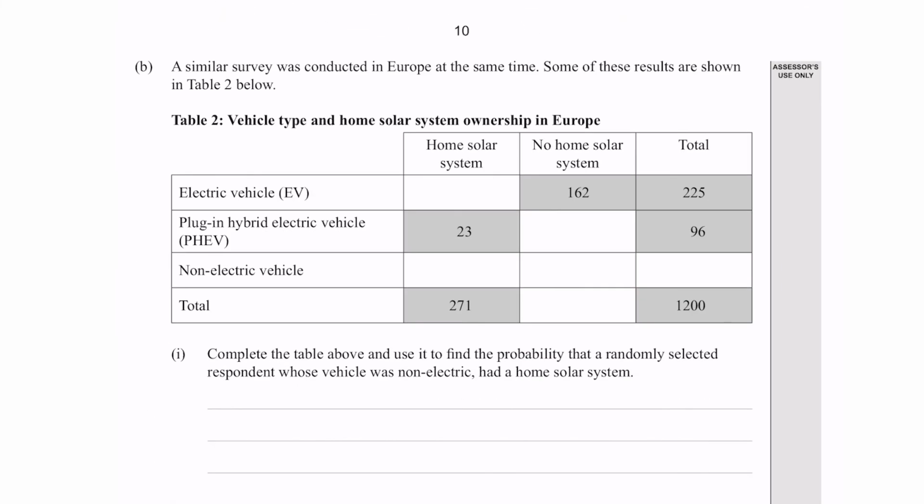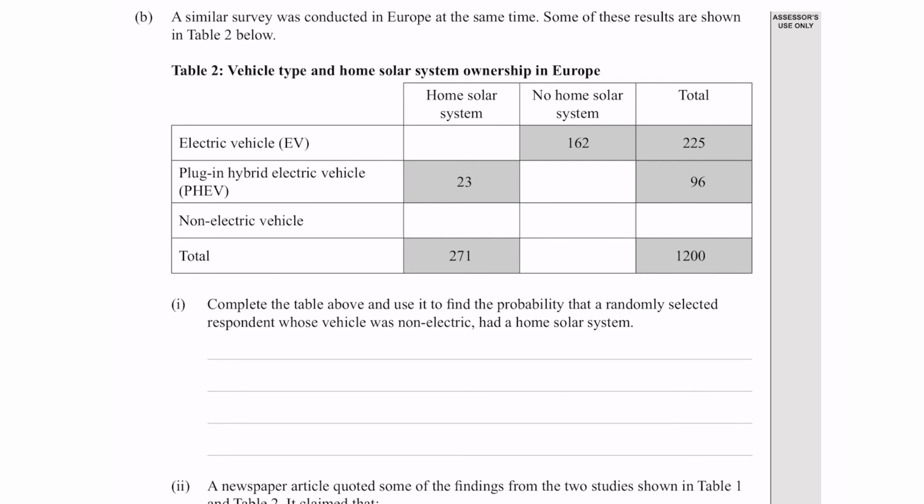All right, moving on. So a similar survey was conducted in Europe at the same time. So we need to fill out the table. It's just like a puzzle, right? To get this value in here, we're just going to subtract across the rows. All the rows and all the columns must sum nicely, right?